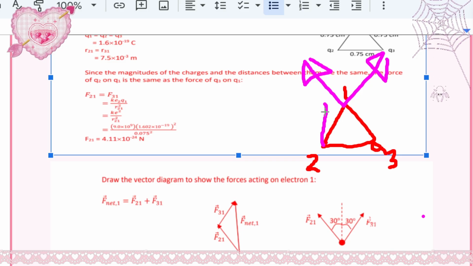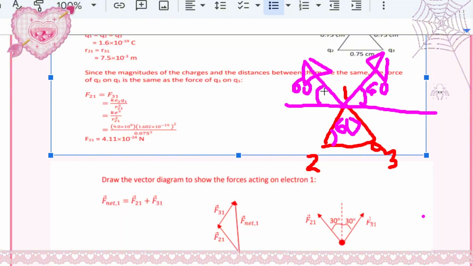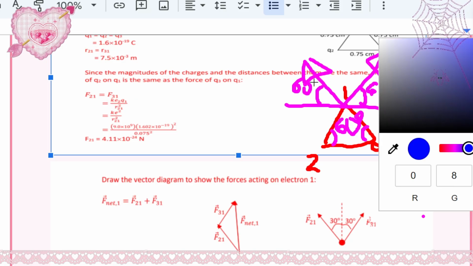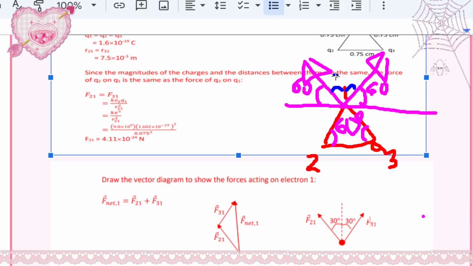Well, what we can do is we can figure out this. Equilateral triangles always have internal angles of what? 60 degrees, right? And we know, based on relations to triangles, this is going to be 60. This is going to be 60, right? 60, 60. We'll add the little dot. And then this must be what? 30. And that's how we got this, and that's what we're going to use to find the forces.